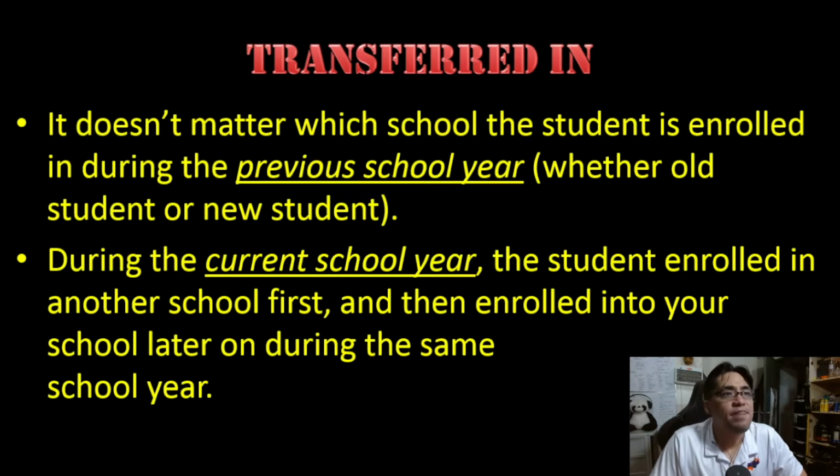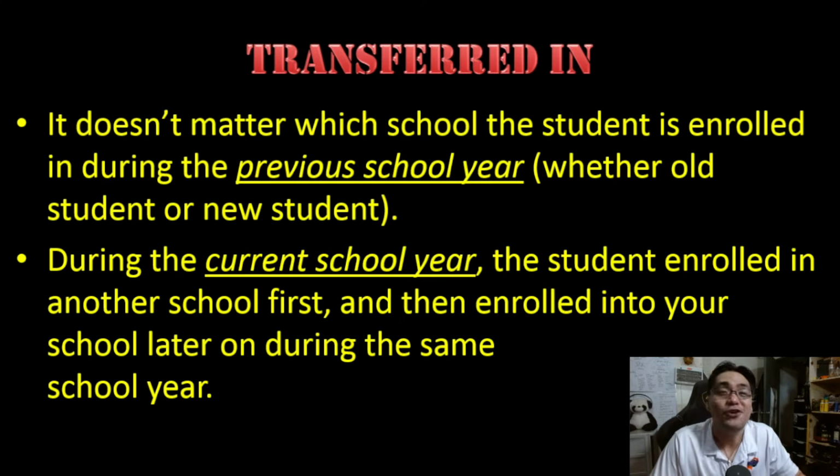On the other hand, this is what transferred in means. First of all, once again, it doesn't matter which school the student is enrolled in during the previous school year, whether the student is an old student or a new student. The thing that you have to watch out for transferred in students is, during the current school year, meaning, for example, school year 2022 to 2023, the student enrolled in another school first in 2022 to 2023, and then transferred out from that school and then transferred into our school during the same school year. In other words, for late enrollees, they did not come from another school during the same school year. For transferred in students, they did come from another school during the same school year.